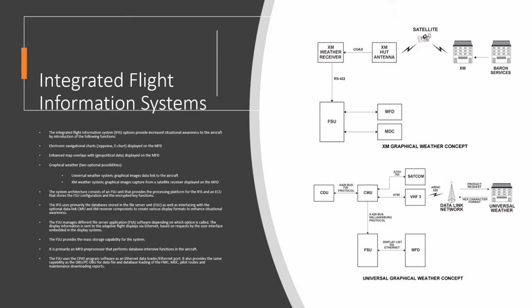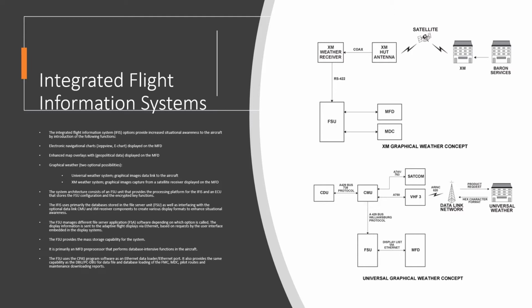The system architecture consists of an FSU, which is a file server unit. This is an additional box that we haven't got on the 604 that provides a processing platform for the IFIS, and an ECU which stores all the FSU configuration and the encrypted key functions. The IFIS uses primarily the databases stored in the file server unit, as well as interfacing with the optional data link CMU and the XM receiver components to create various display formats to enhance crew situational awareness. The file server unit manages different file server applications software depending on which option is set.